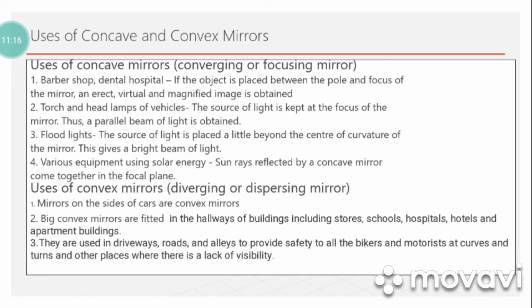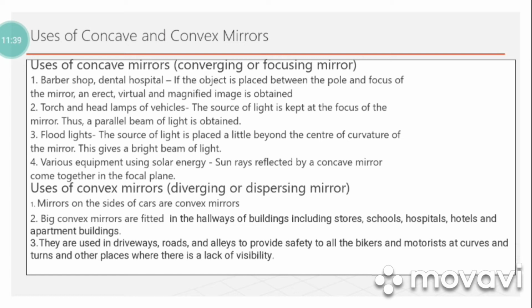It is also used in various equipment which uses solar energy, that is, it is used in solar devices. The sun rays reflected by a concave mirror come together in the focal plane. Uses of convex mirrors. A convex mirror is also known as a diverging or dispersing mirror.